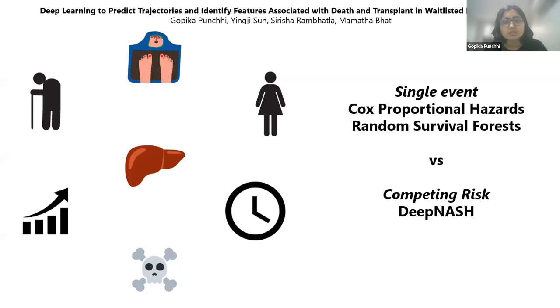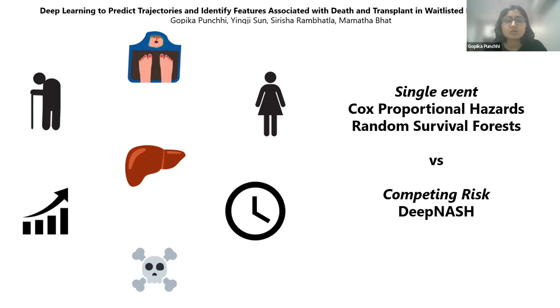We were interested in forecasting NASH waitlist trajectory, but we wanted to leverage deep learning's ability to handle larger data sets with more variables. We also wanted to forecast trajectory in a competing risk scenario, where we consider the risk of death and transplant to mimic reality on the waitlist. We used data at time of waitlisting on over 17,000 waitlisted NASH patients from the SRTR database.